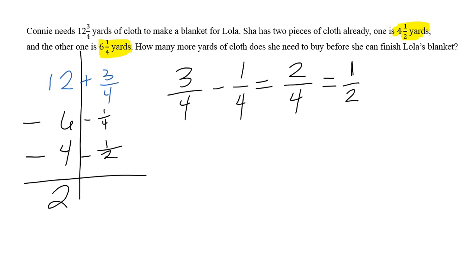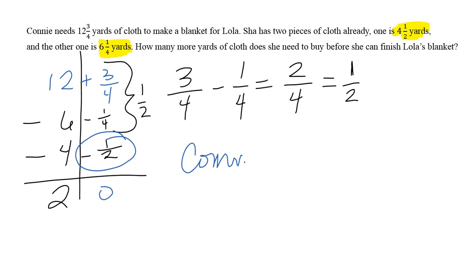So what I'm really looking at here now is 1/2 minus 1/2. So this is really 1/2. Minus this 1/2. That gives me 0. So Connie needs 2 more yards.